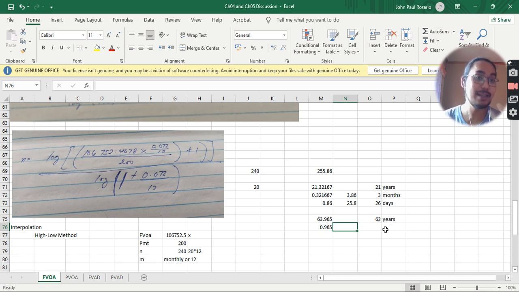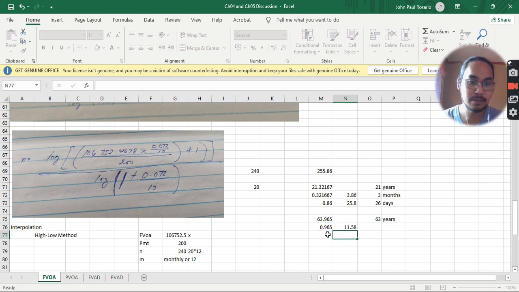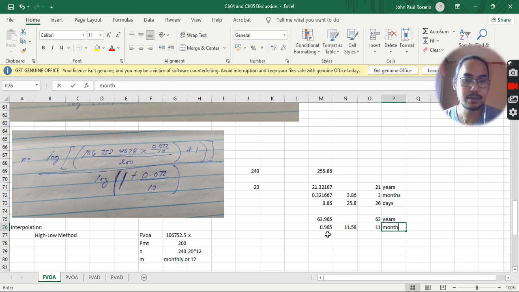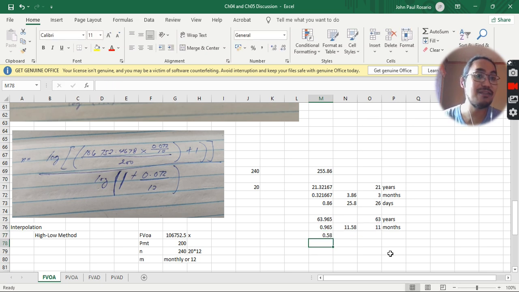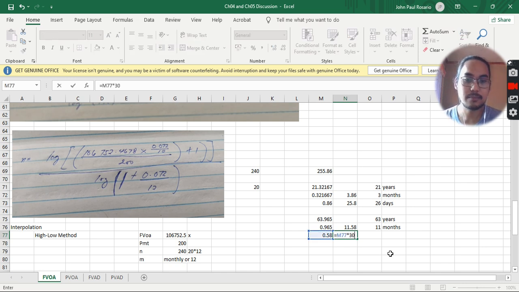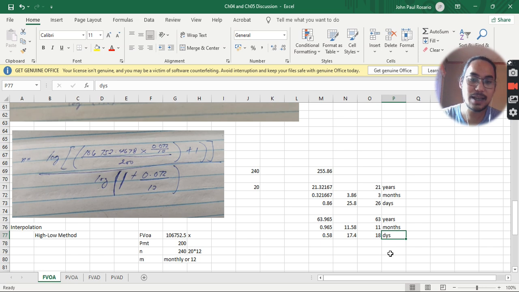okay, and then after that we transform this into monthly for the remainder. So because this means that this is a fraction of a year. So that's times 12. We have 11 months. And another remainder. So this is 0.58 of a month, so we have to express it in days. So that should give you 18 days. So the entire period would be 63 years, 11 months, and 18 days.